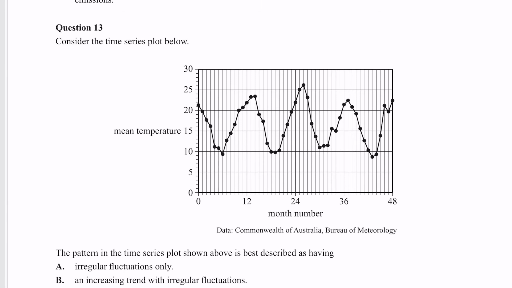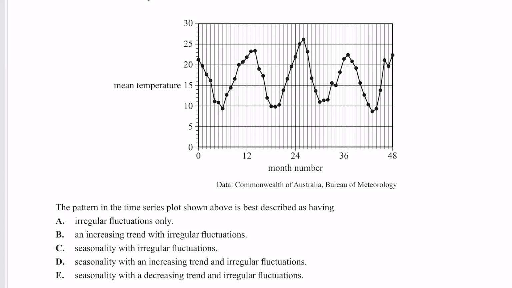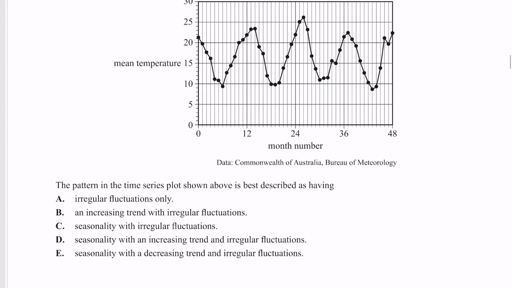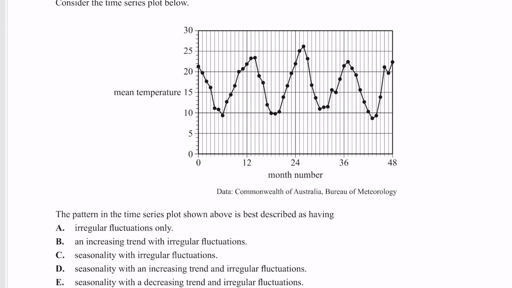Question 13. Consider the time series plot below. The pattern in the time series plot shown above is best described as having irregular fluctuations only, an increasing trend with irregular fluctuation, or seasonality. Okay, so one thing to really consider here when looking at these is have a look at where the peak is for every peak, and for every cycle, consider where the highest point is and the lowest, and see if there's some sort of pattern and if they repeat.